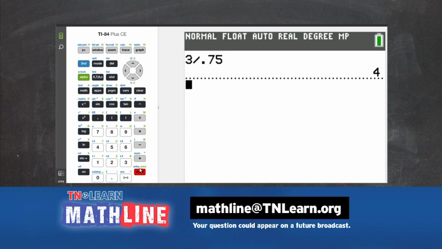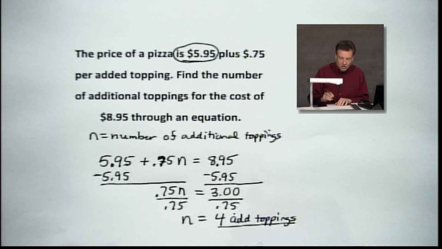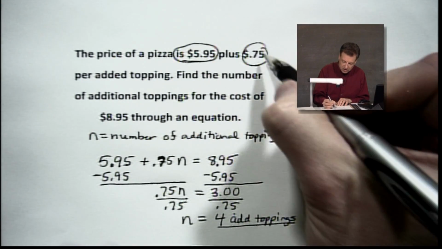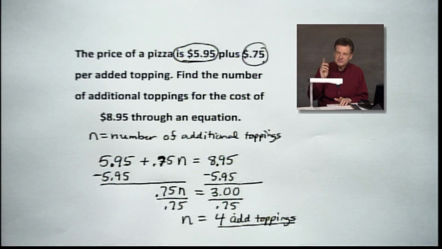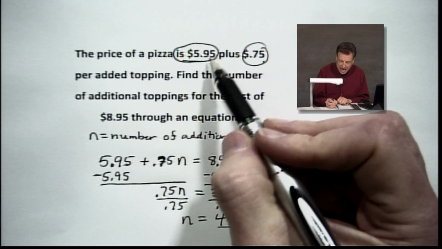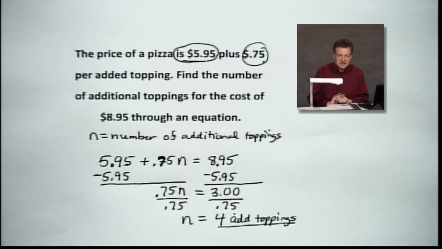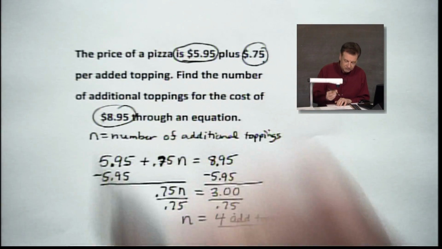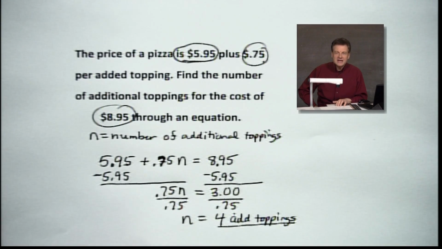Let's go back and check, make sure it works in the sense of the problem, all right? If we have 4 of these, and remember that's going to cost 75 cents times 4, which is $3, and we add it to our $5.95, we are back at $8.95.